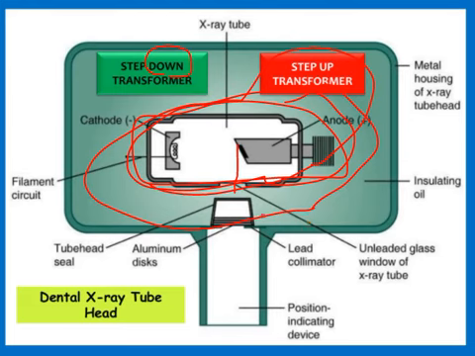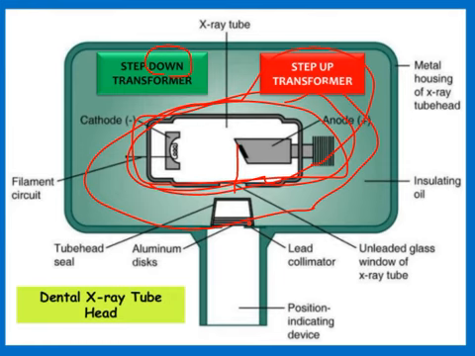Now, lastly, we have two parts. One is the lead collimator, which looks like a CD. It's made of lead. It has a central hole, which can be circular or rectangular. Based on the shape of this collimator, you have to also select the shape of the PID, or you can say cone or position indicating device. It's also made of, or you can say lined with, lead.